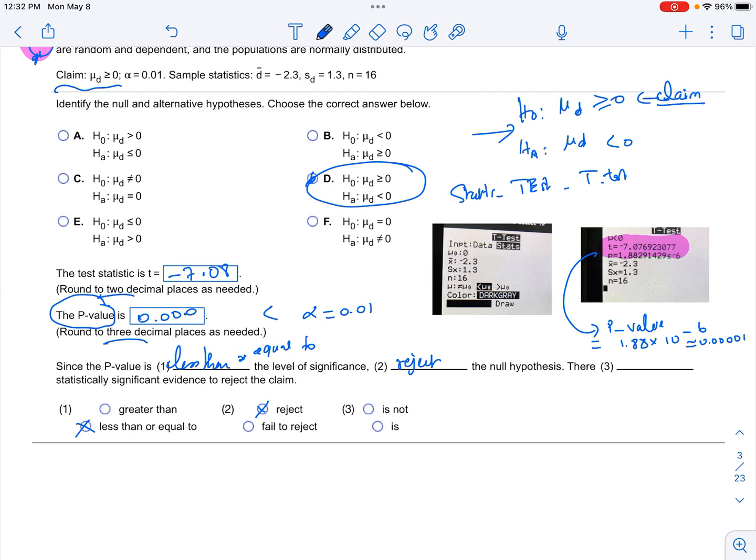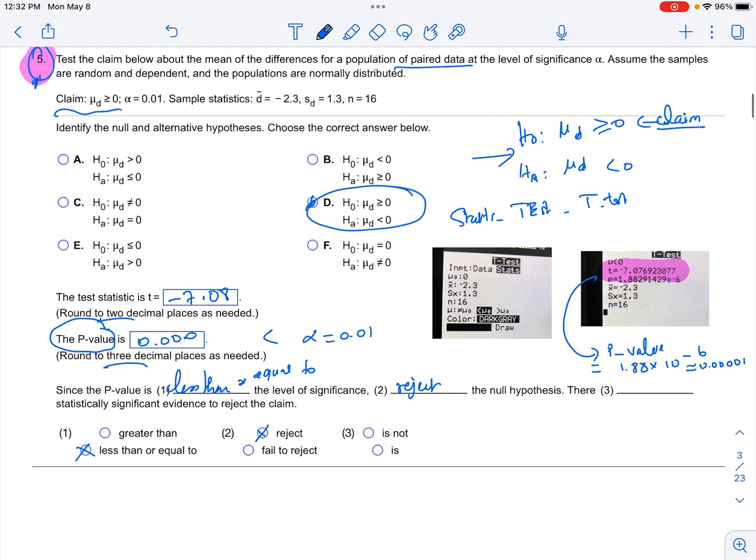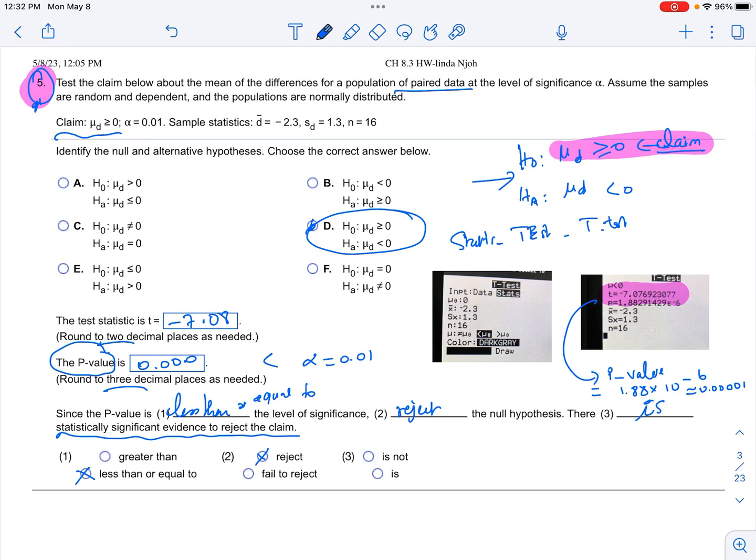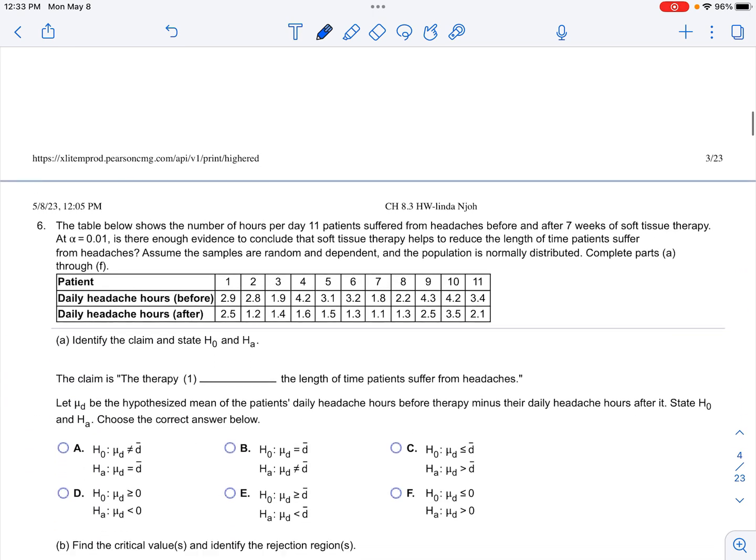And we're going to say, since we're rejecting the null, then remember where the claim is. The claim is in the null. So what you're saying is you're rejecting that claim. Are we on the same page? You're rejecting the claim. So there is statistically significant evidence to reject the claim. That's what we're saying, and that's that. So this is your p-value method. It's a matter of rating your output properly.